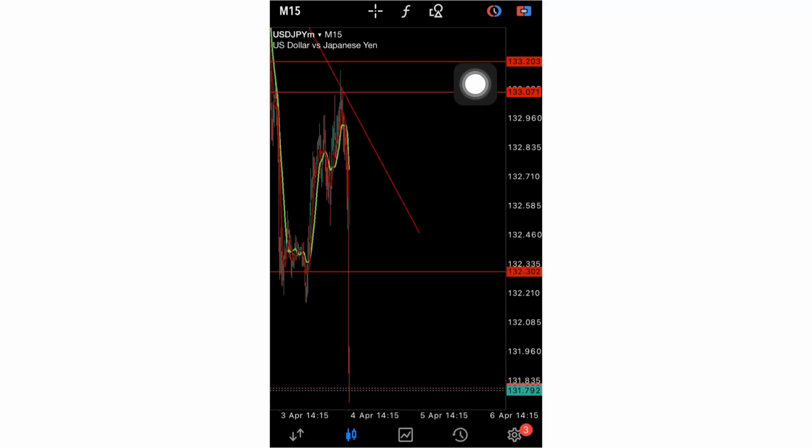So to know the pip movement from this place to this place, our stop loss for instance, we just have to take the bigger number and minus from this. We're going to know the movement. So let's just use the calculator. The bigger number is 133.20.